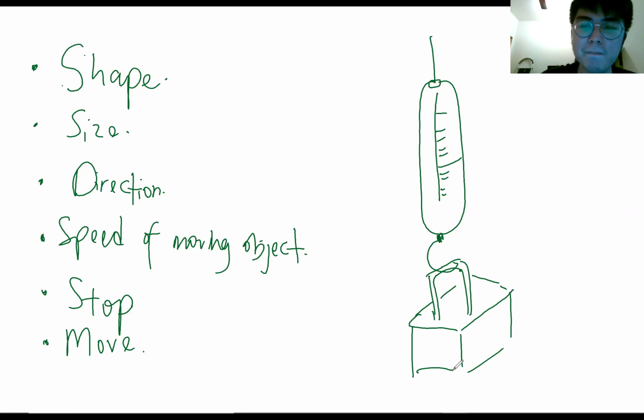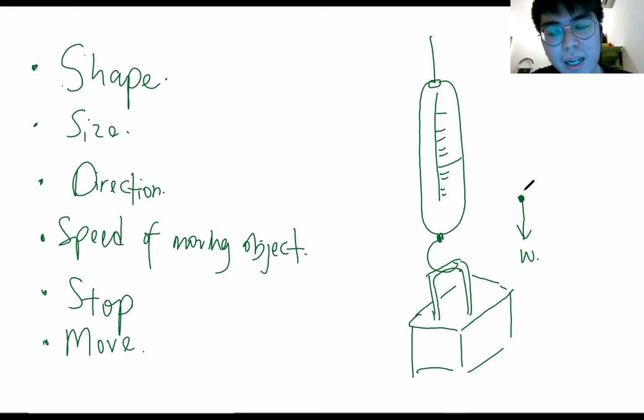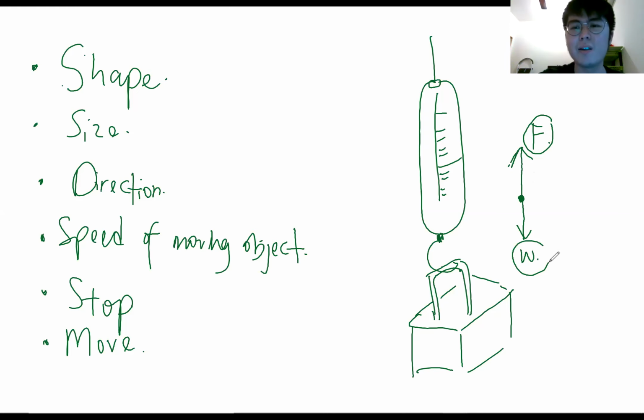Now, spring balance. So how would I measure the weight? Just hang it, right? Now, the moment you hang it and lift it up in the air, notice that gravitational force is always acting downwards, and that is the weight. When you lift it up, you apply an external force to lift it. This is called the lift force, and this lift force is balanced by the weight of the object. So F is equal to W.